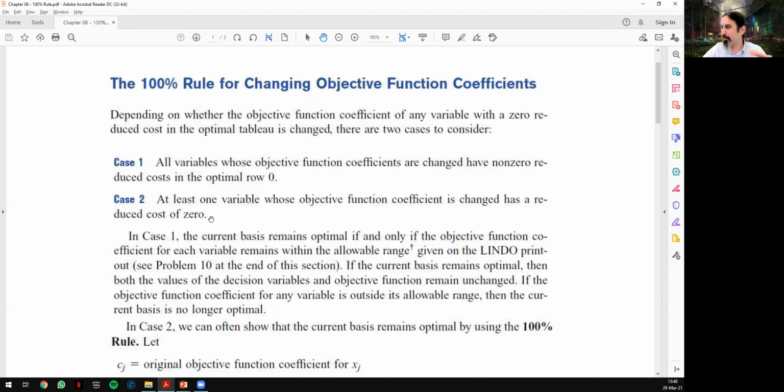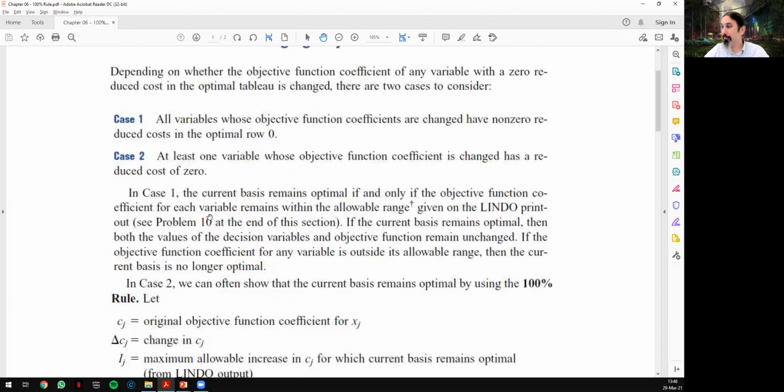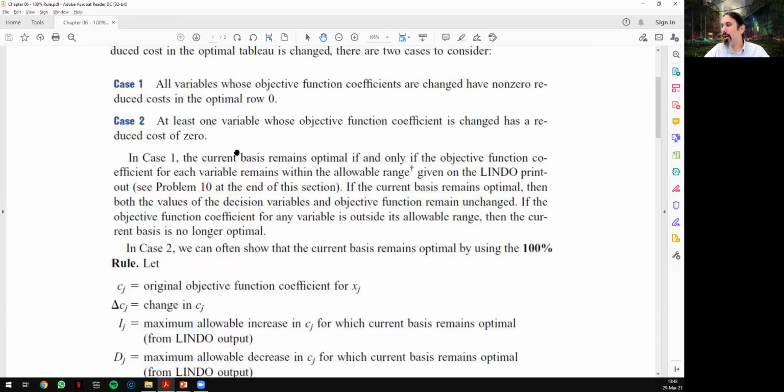alternative solution. Yeah, couldn't remember that one. So it's either a basic variable or part of the alternative solution. So it's either all of them are non-basic or at least one of them is basic or can be part of the optimal solution. Now, in the first case where all of them are non-basic variables, as long as they stay in their ranges, the solution is still optimal.